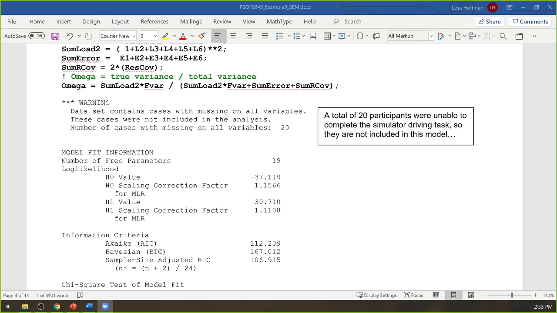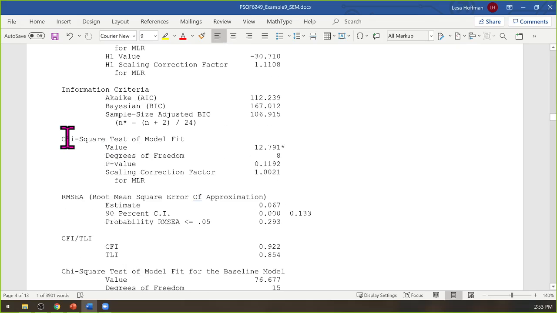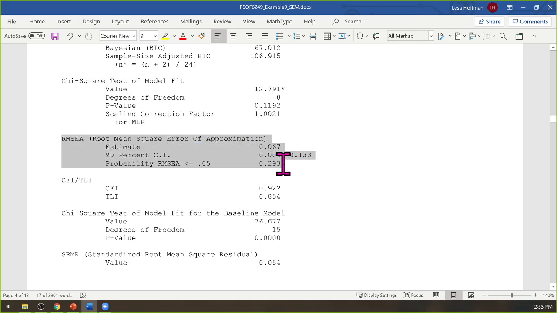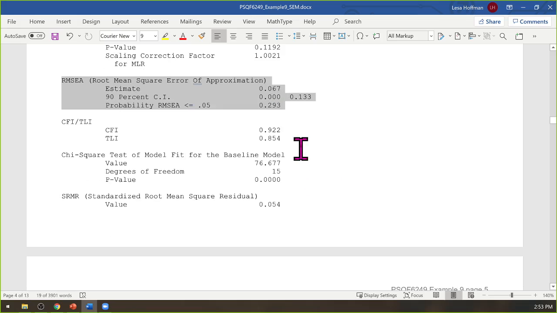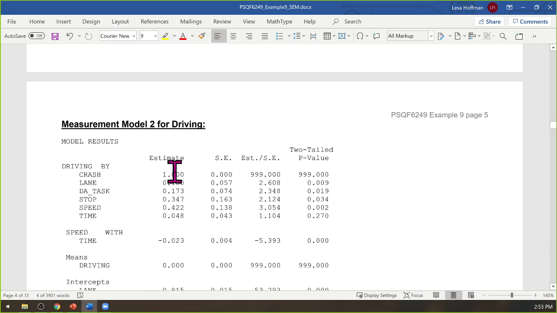Just, that's fine. So incomplete data, not missing at random. I did look at that. I couldn't find anything in the data set that related to motion sickness, by the way. That appears to be an unknown reason. So here's my chi-square test of model fit, it's non-significant. Everything seems, yeah, RMSEA is not bad. CFI and TLI are a little marginal though. They're not great. Let's find out why.